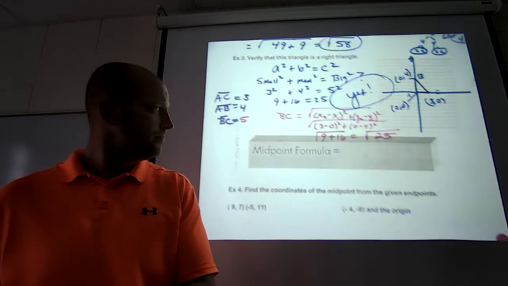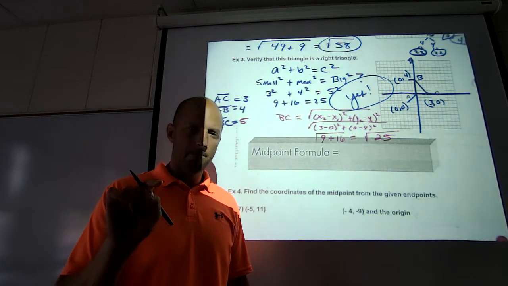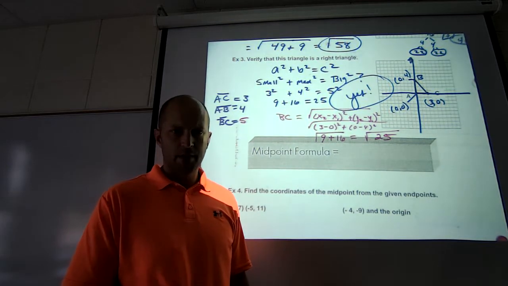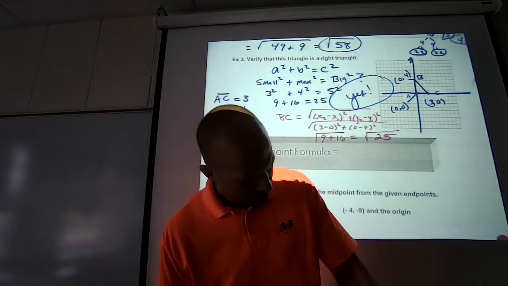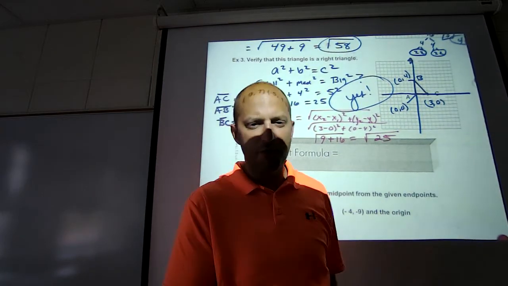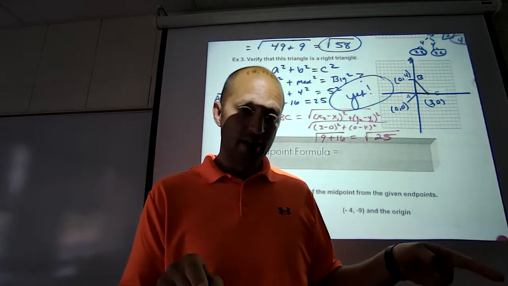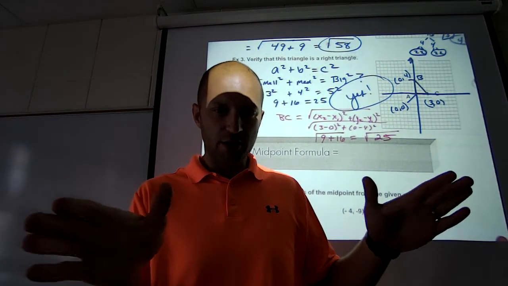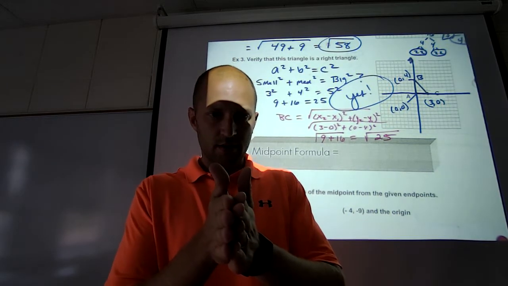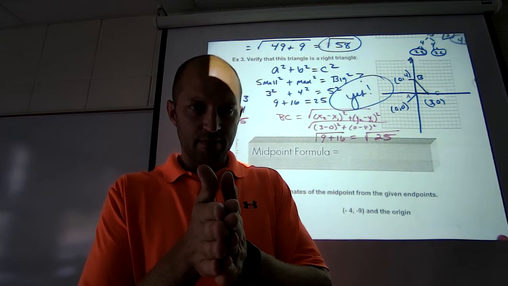Midpoint formula. Midpoint. Middle. Right? So let's say Tom was playing golf. Tom. He shoots a 50 on the front 9 and shoots a 40 on the back 9. So he shot a 50 and a 40. What was his middle score? How do you do that? 45. How'd you do that?